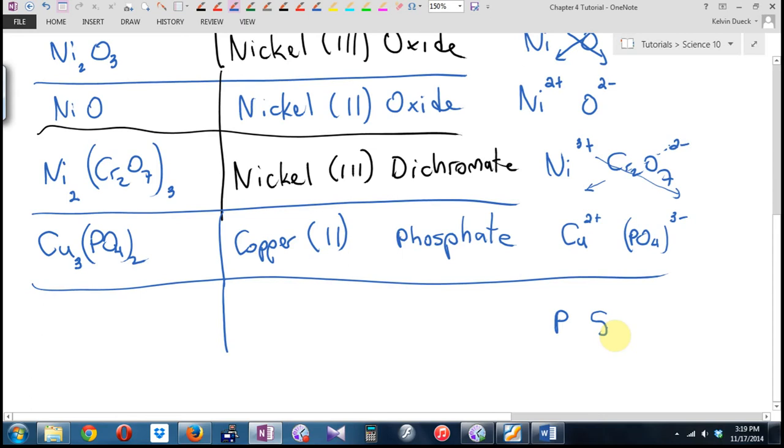How? What's the charge on phosphorus? What's the charge on sulfur? Believe it or not, the crisscross rule still works. If you want to figure out how these will bond, it will be P2S3. So that still works.